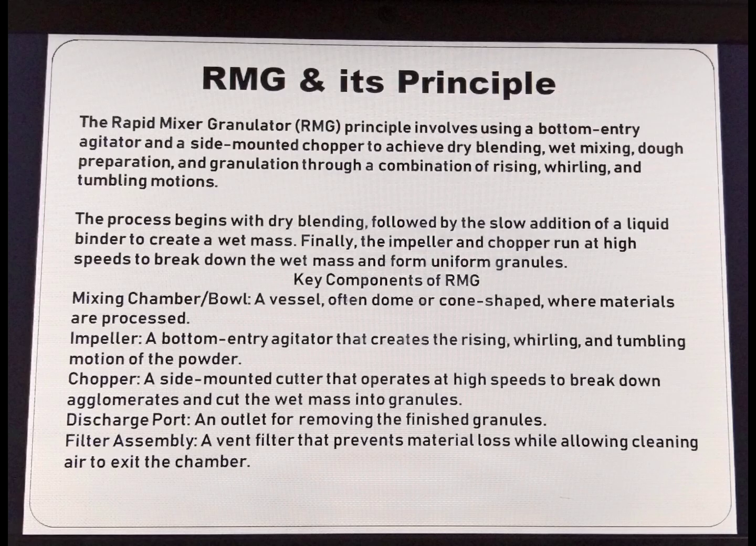Key components of RMG: mixture chamber bowl, a vessel often dome or cone shaped where materials are processed. Impeller, a bottom entry agitator that creates the rising, swirling, and tumbling motion of the powder. Chopper, a side mounted cutter that operates at high speed to break down agglomerates and cut the wet mass into granules. Discharge port, an outlet for removing the finished granules. Filter assembly, a vent filter that prevents material loss while allowing cleaning air to exit the chamber.